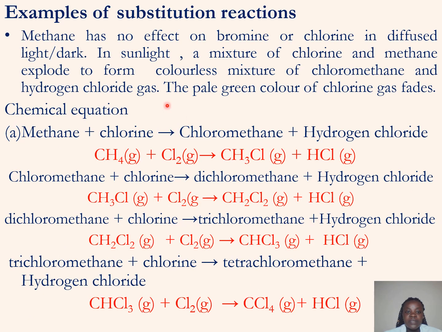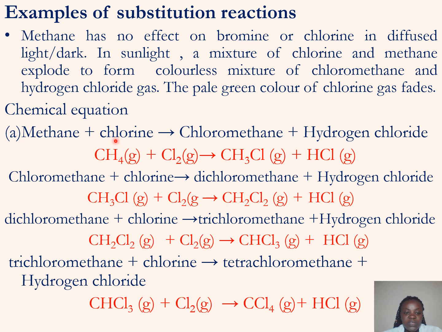We can look at some examples. For example, if you have methane, methane has no effect on bromine or chlorine when it is diffused in darkness. So we have to expose this to UV light. When it is exposed to UV light, methane explodes to form a colorless mixture of chloromethane and hydrogen chloride gas. So the pale green color of chlorine gas fades. Chlorine gas is green. It continues to fade as the methane takes the chlorine radicals during the substitution reaction.